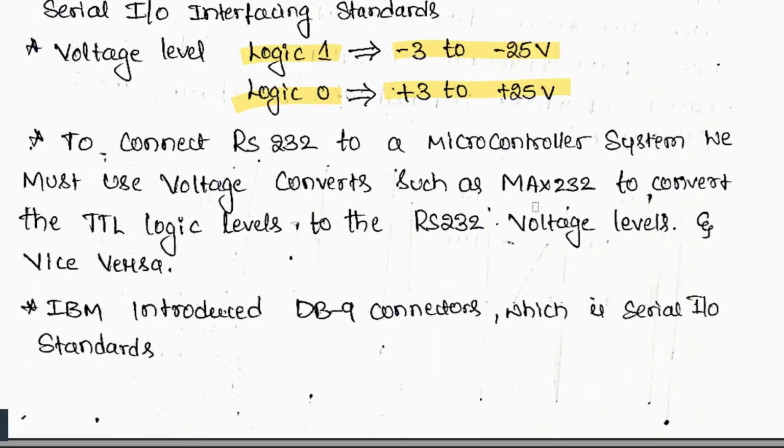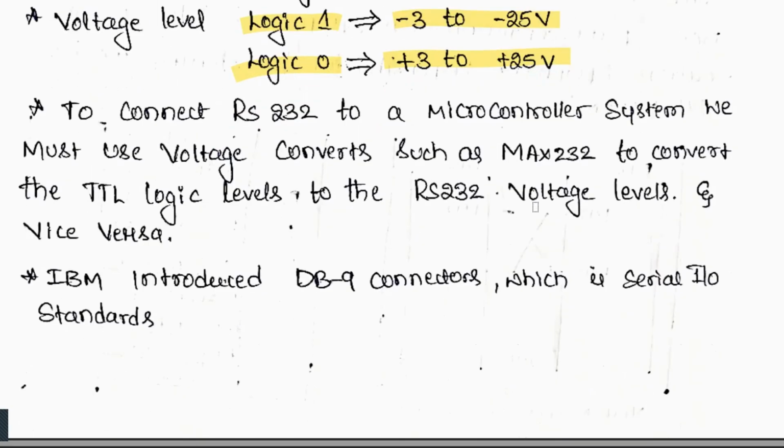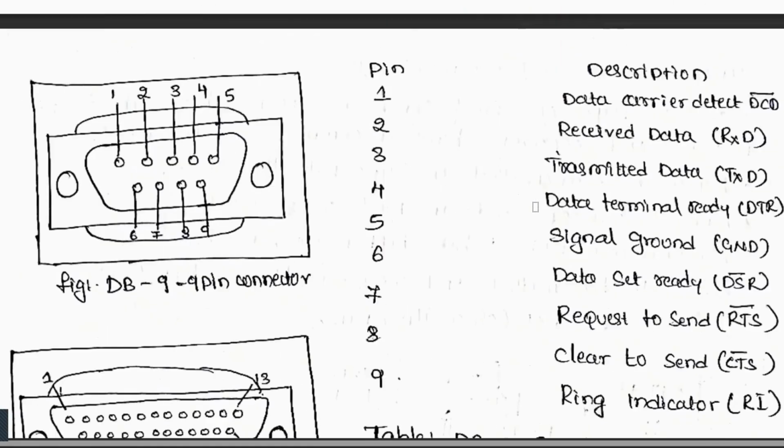To connect RS-232 to a microcontroller, we must use a voltage converter. What we are using here is the MAX232. This will convert the TTL logic levels to RS-232 voltage levels and vice versa. IBM introduced the DB9 connector, which is a serial input-output standard.